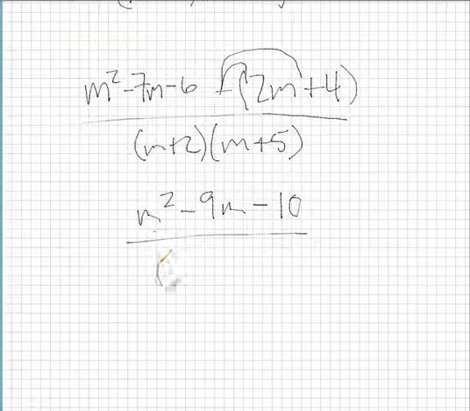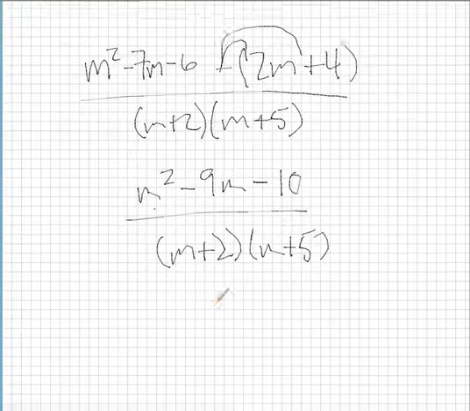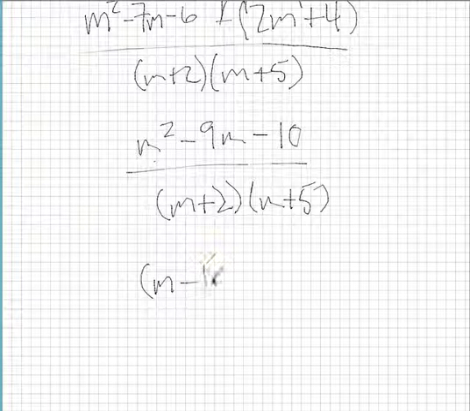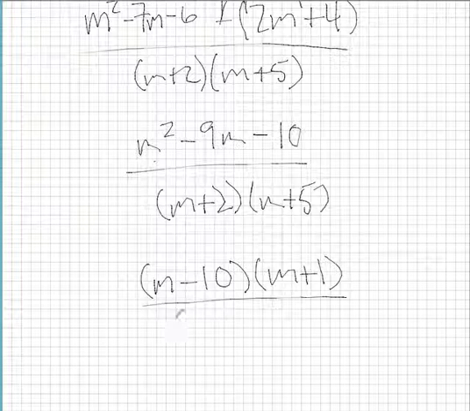So now what we can do is actually factor the top, because we can now. The top actually factors. To factor it, it's going to be m minus 10 and m plus 1. But now that we factor it, we see that none of this is going to cancel out, so we can just leave it like this up top. And that would be our final answer.